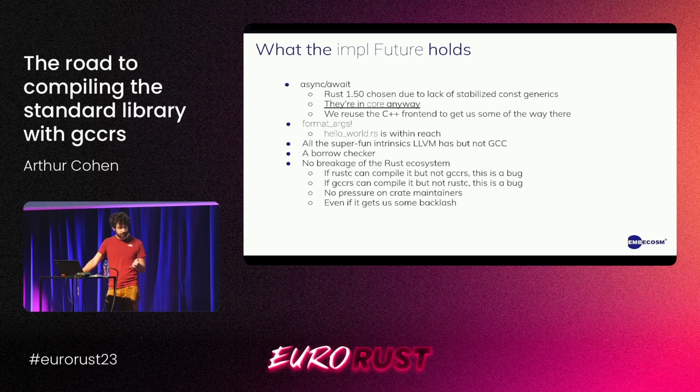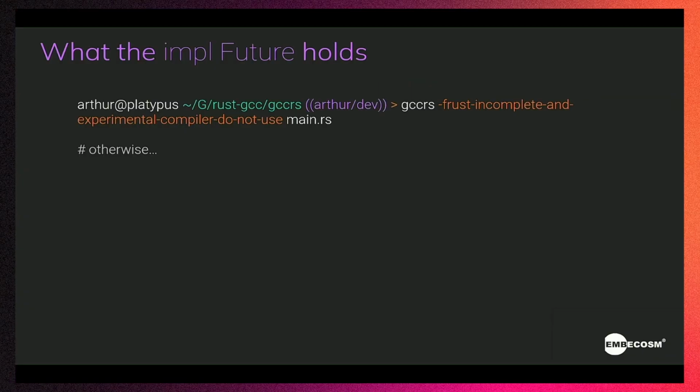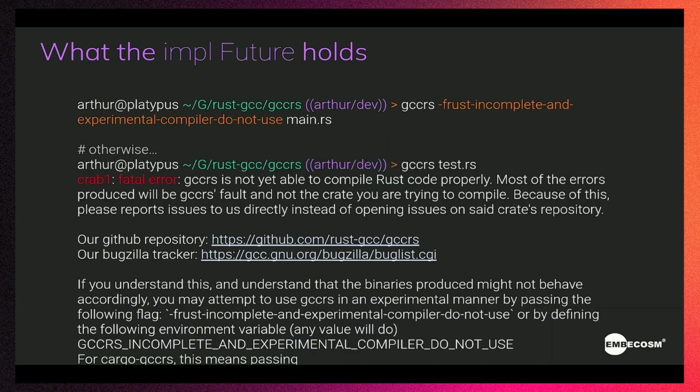I'm going to show you a little bit of a backlash we got. So at the moment, if you want to try and do anything with gccrs, you have to pass that very annoying flag, which says, this is incomplete and experimental, and it's a compiler, but not really, and you should not use it. Otherwise, you get this very annoying error. The text did not fit on the slide. It tells you to report a bug. It tells you that what you're trying to compile is maybe correct, but we're not handling it.